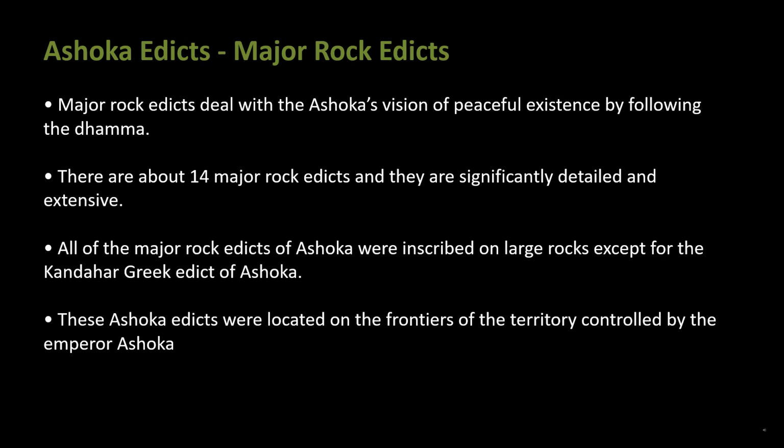Ashoka Edicts, Major Rock Edicts. Major Rock Edicts deal with Ashoka's vision of peaceful existence by following the Dhamma. There are about 14 major rock edicts and they are significantly detailed and extensive. All of the major rock edicts of Ashoka were inscribed on large rocks except for the Kandahar Greek Edict of Ashoka. These Ashoka edicts were located on the frontiers of the territory controlled by the Emperor Ashoka.